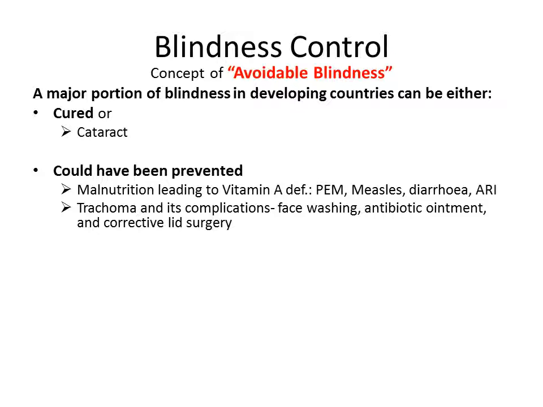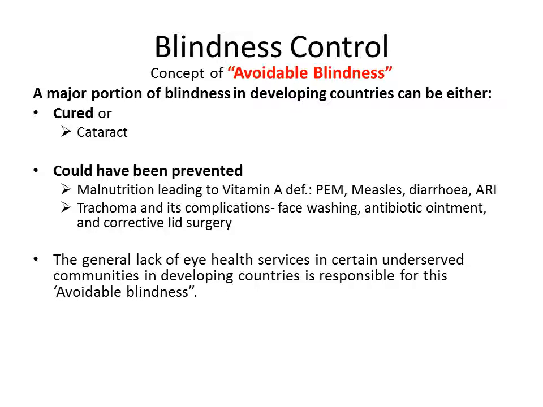If trachoma is prevented by simple hand washing, face washing, or treated by antibiotic treatment, or its complications treated early by corrective lid surgery, all these can prevent corneal blindness. So this is an example of preventable blindness. Avoidable blindness hence is seen in areas which are underserved and have a general lack of eye health services.